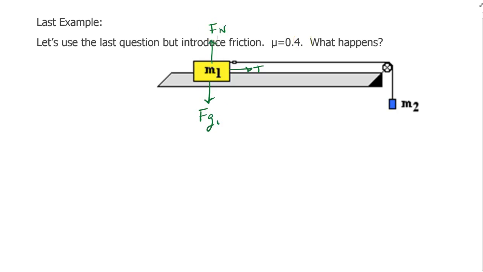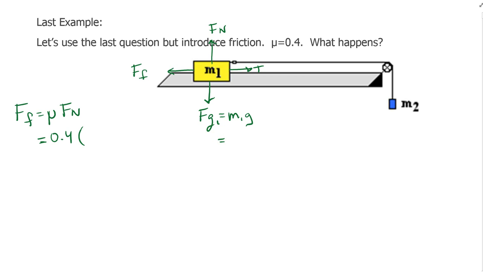And now, if it's starting from rest and it's starting to move to the right, the friction will oppose the motion and we'll have a force of friction this way. Let's just think, what is that force of friction going to be? The force of friction is going to be equal to mu times the normal force. The mu, we're told, is 0.4, and the normal force is going to be the same thing as the force of gravity. This is m1 times g.